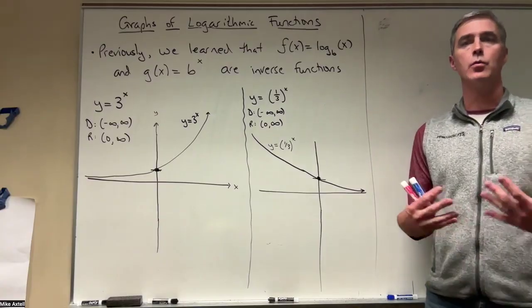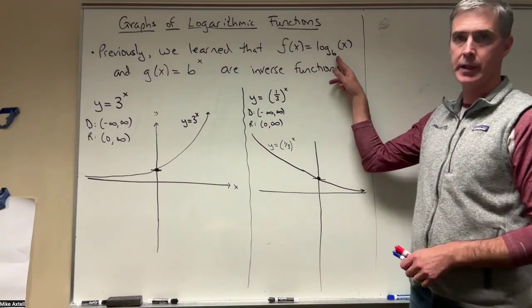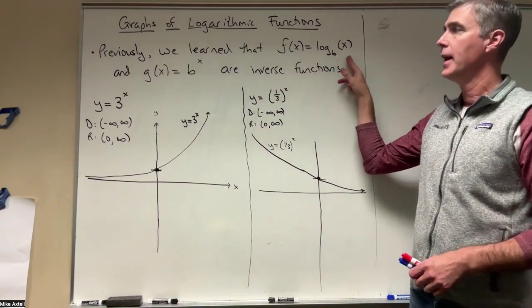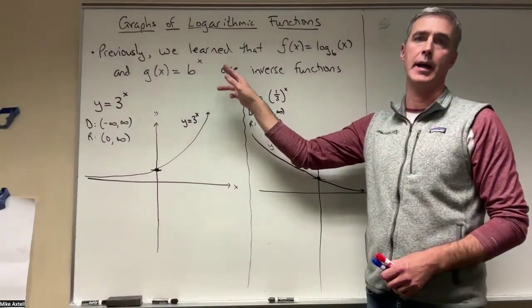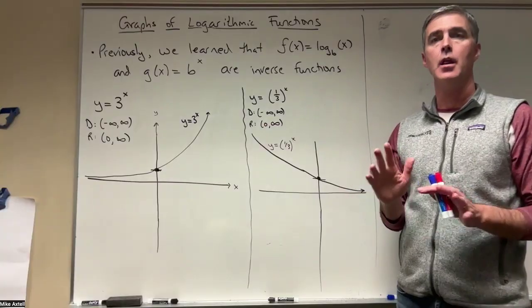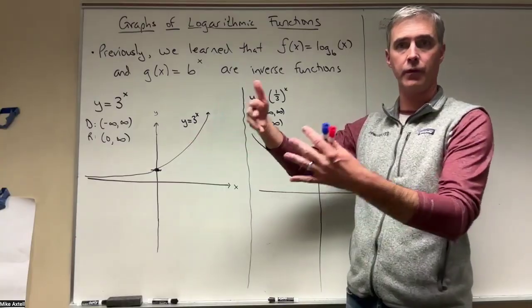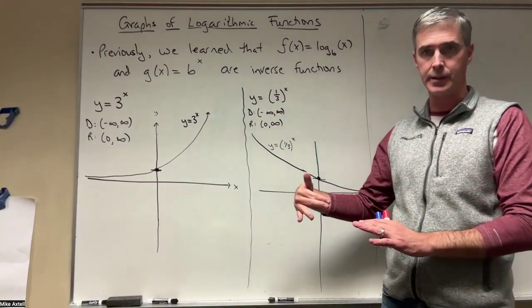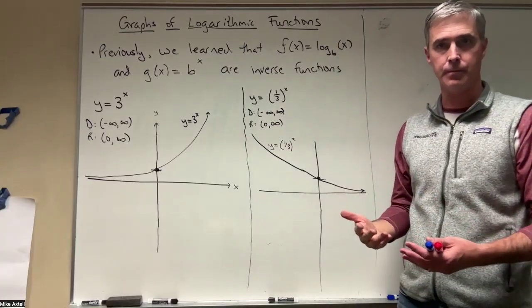All right, so what we have learned is that a logarithmic function with base b, so log base b of x, is the inverse of the exponential function b to the x. So these two functions are inverses of one another. Thus, if I know how to graph b to the x, I should be able to reflect that about the line y equals x to get the graph of log base b of x, its inverse.